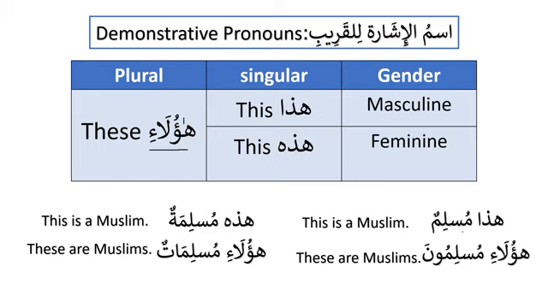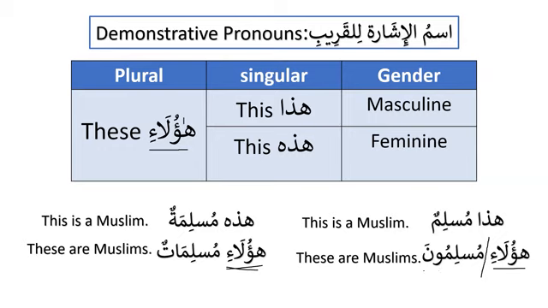For example, we say hada muslimun, this is a Muslim, and the plural will be haulai muslimuna, these are Muslims. Similarly, we say hadihi muslimatun, this is a Muslim, and we say haulai muslimatun, these are Muslims. So look at the difference. The pronoun is the same, of course, it is haulai, and this is the subject, but the predicate, the khabar, has to be different.